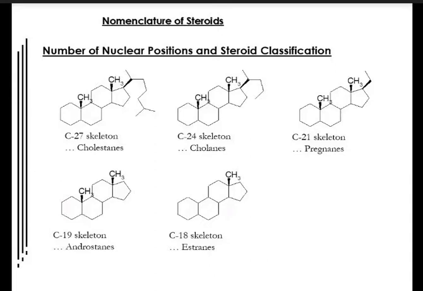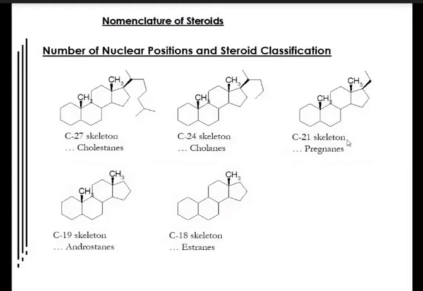Cholestane is a 27 skeleton, whereas if you clip off 3 carbon atoms, it becomes a 24 skeleton, which is called cholane. If you clip a further 3, you get a 21 skeleton, which is called pregnane. For example, pregnenolone is a 21 skeleton. That's why we call it pregnenolone.